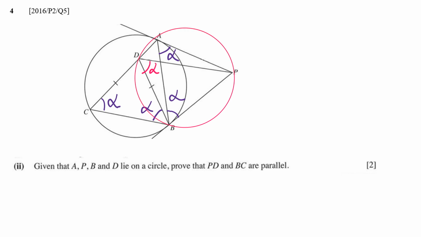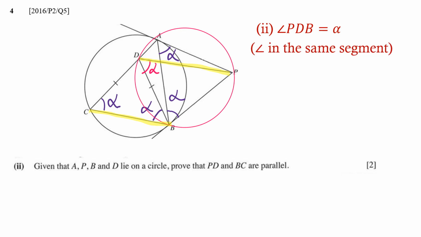We need to prove that PD, this one here, is parallel to BC. To prove they're parallel, we can use alternate angles or corresponding angles. Here, I think using alternate angles will be more relevant. Why? In part 2, we already proved that PDB is equal to alpha, angle in the same segment. Oh no, sorry, we didn't prove that.